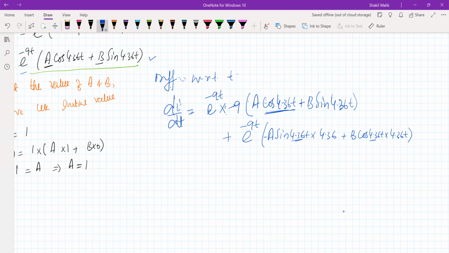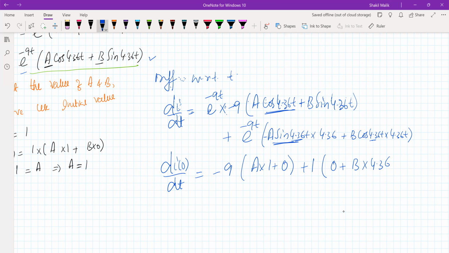Now put t equal to 0 here. When you put t equal to 0, di by dt is equal to e to the power of 0, which is again 1. So it will be simply minus 9 times a, cos 0 is 1, plus this term will be 0 because sine 0 is 0. So 0 plus b cos 0 is 1, times 4.36. So this is our di by dt.